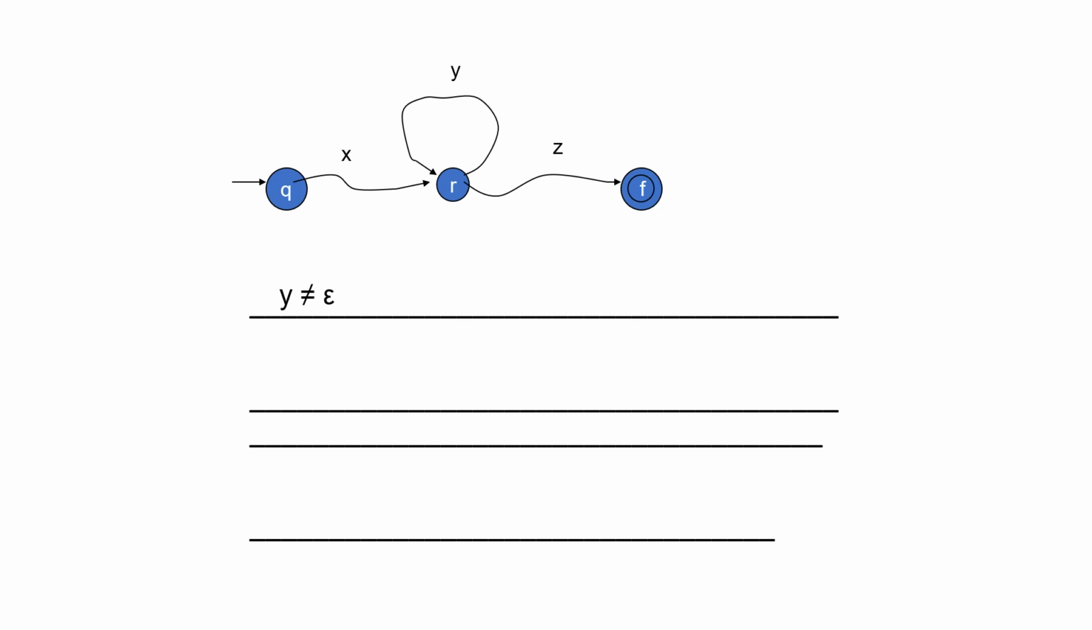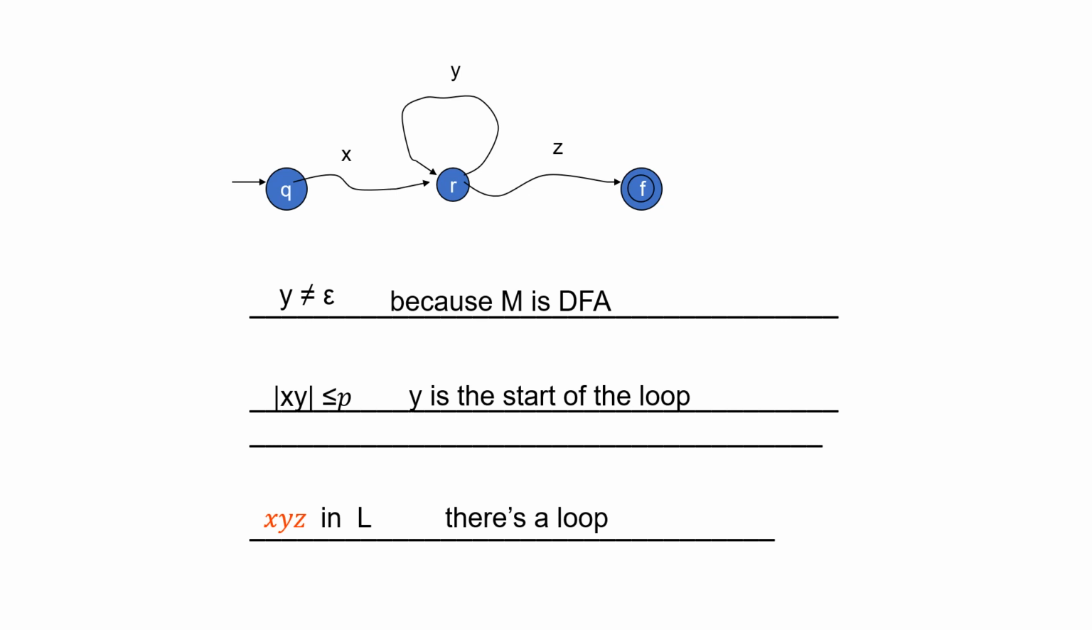First, y is not epsilon. The thing I drew is literally a DFA, so I have a loop on it where the length of y is greater than 0, or in other words, y is not epsilon. I also have the condition that the length of xy is less than or equal to p, because in this case I have three states, and x and y together is only length 2. That works out because y is the start of the loop. And the final condition that is true here is that x y to the i z is in L, because there is a loop. Because of that loop, I know that x y to the i z is going to be in L.